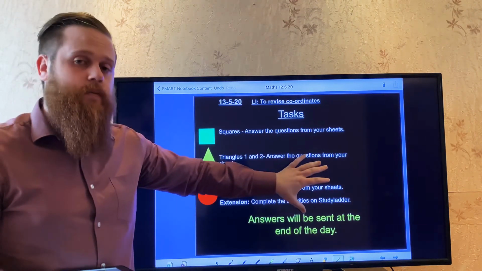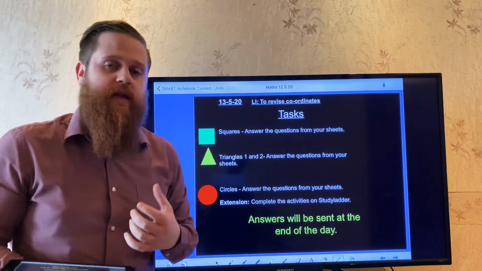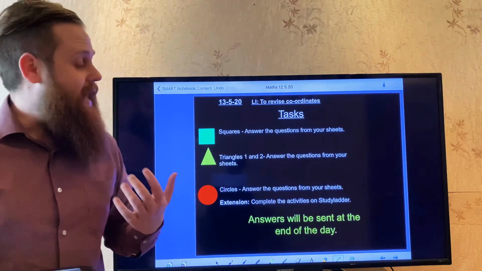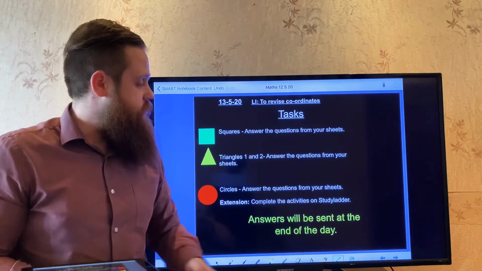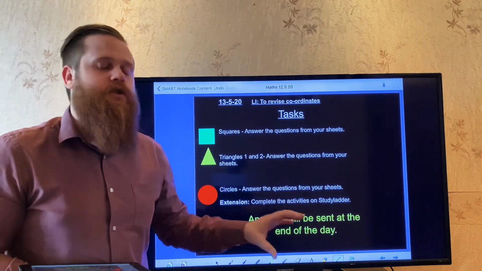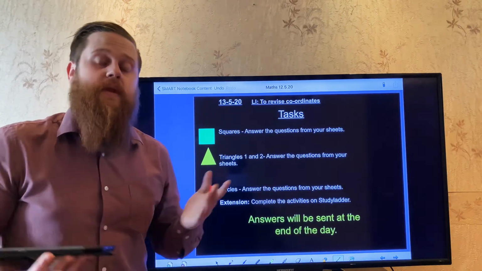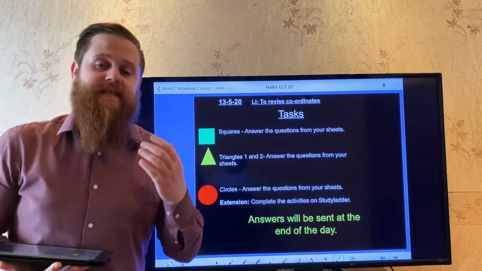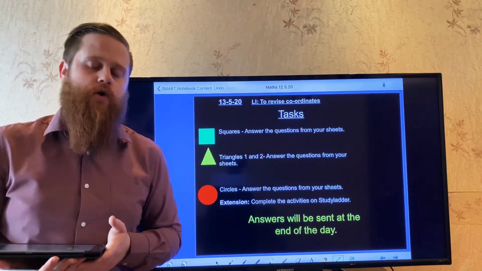When you've had a go at them, there are some extra activities on Study Ladder to do with coordinates and to do with translation and reflection, so have a go at them if you want to, and answers will be sent at the end of the day. However, if you want the dojo points, okay, send your work to me and I will mark it for you.